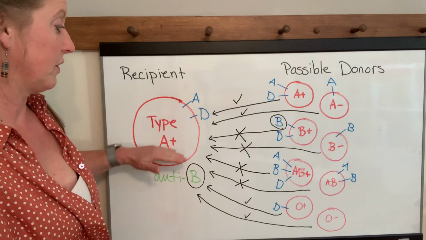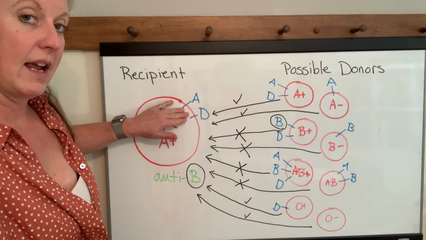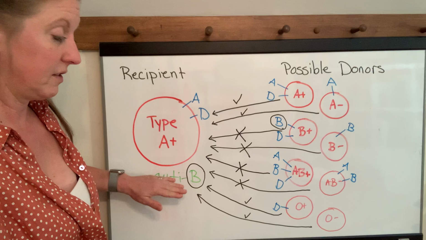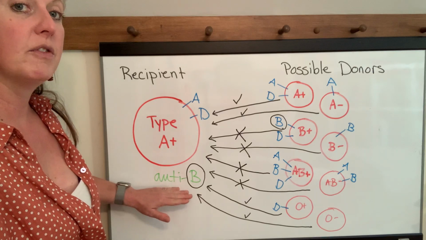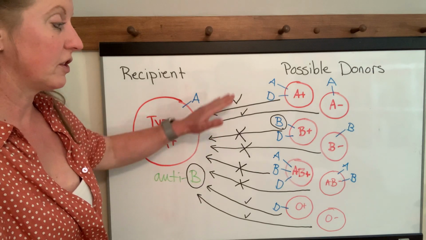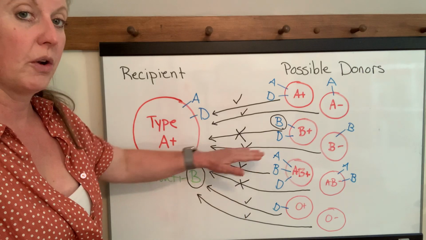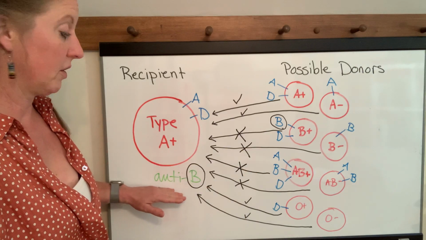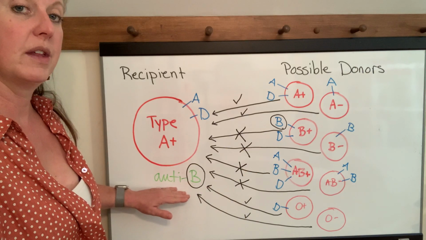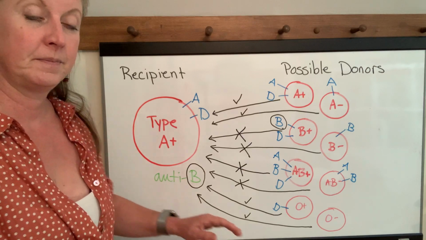You always start with the recipient, figure out their antigens. From the antigens, figure out which antibody they have, and then look to see which of the blood types of the possible donors will interfere or interact with the antibody.